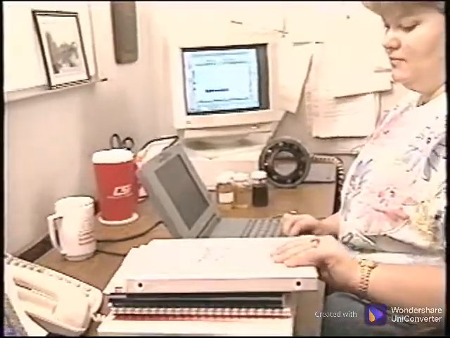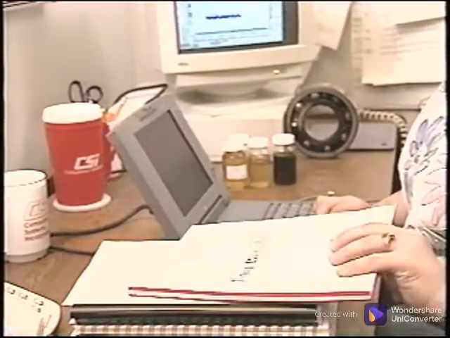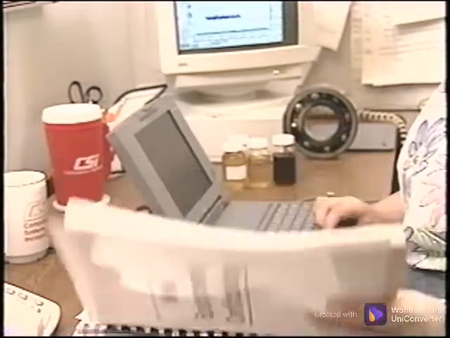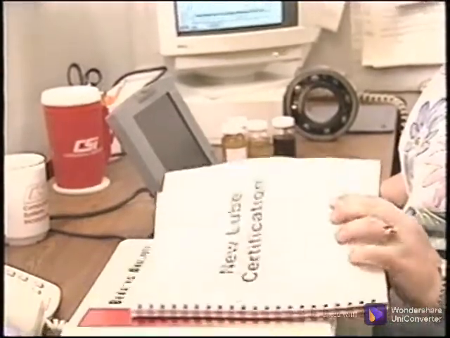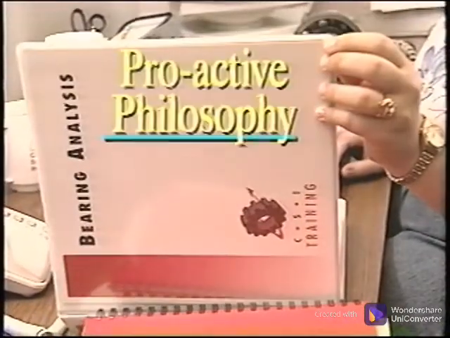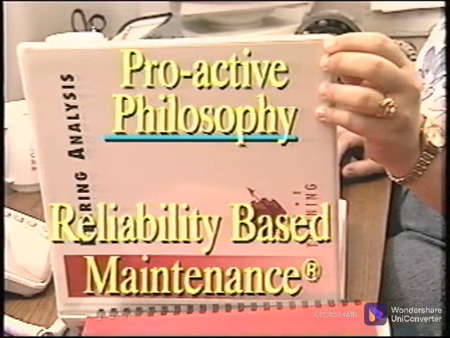This is a proactive philosophy, requiring a mature management environment which has detailed control, performing cost benefits, certifying new equipment and lubes, providing technical training, and linking all technologies. A proactive philosophy results in dependable maintenance operations called reliability-based maintenance.